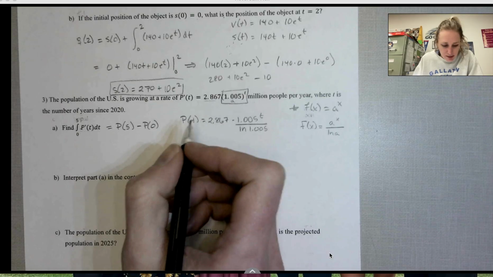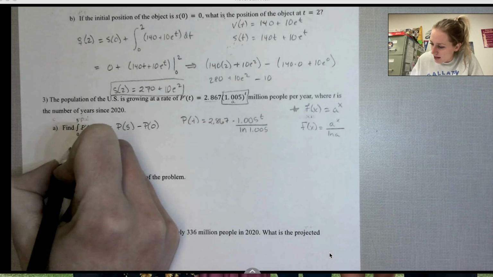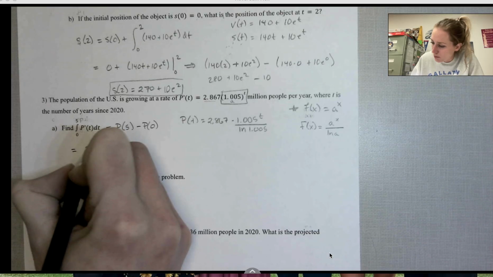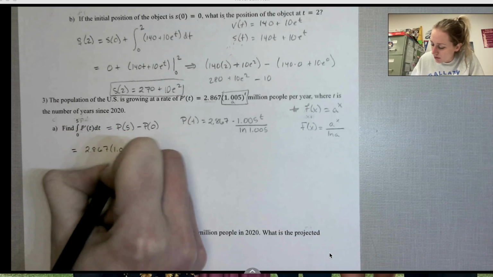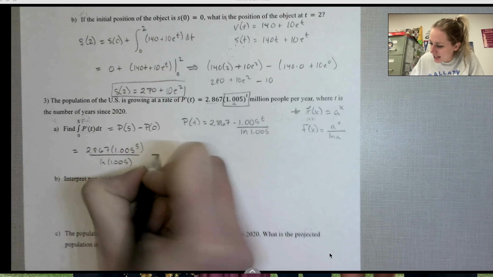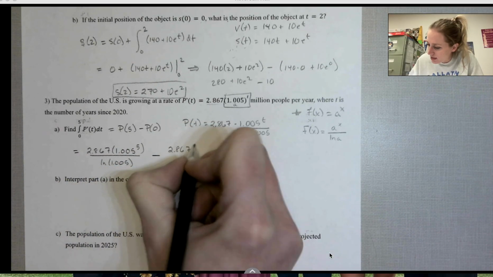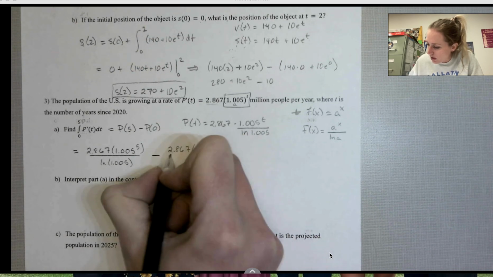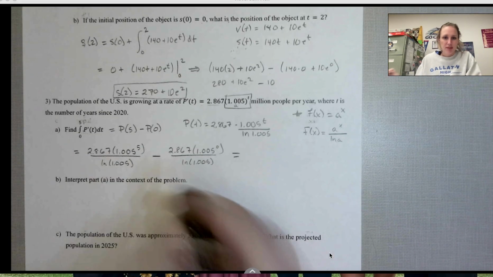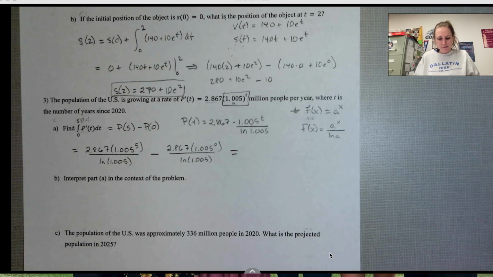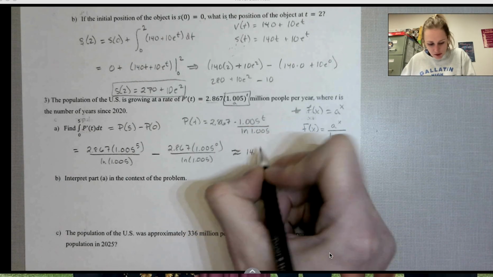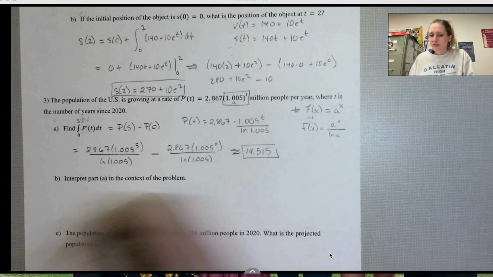Okay? So when I substitute it in, I'm going to write it out just so you guys can see it. So, yeah, okay, so I'm just going to put equals down here. So we got 2.867 times 1.005 to the 5th, divided by natural log of 1.005, minus 2.867 times 1.005 to the 0, all over natural log of 1.005. So I just plugged in my upper here for t and then my lower. Okay, when I calculate that, plug that in, what you guys end up getting is approximately 14.515.